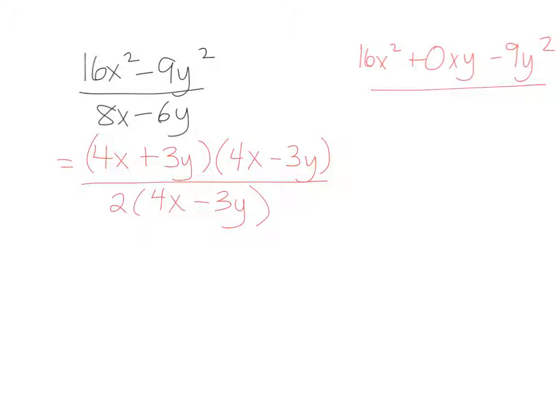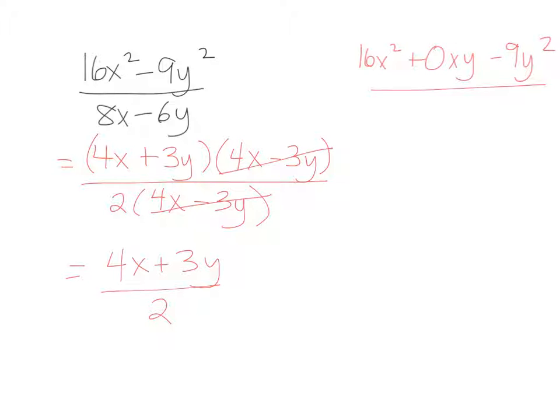Okay, so to simplify a rational expression that has more than one term in the numerator or the denominator or both, factor the numerator and the denominator. And then look for common factors in the numerator and the denominator that can cancel out. And what do you see here that can cancel? 4x minus 3y. That whole term, that whole factor can go. And we get 4x plus 3y over 2. The non-permissible value here is kind of strange though.